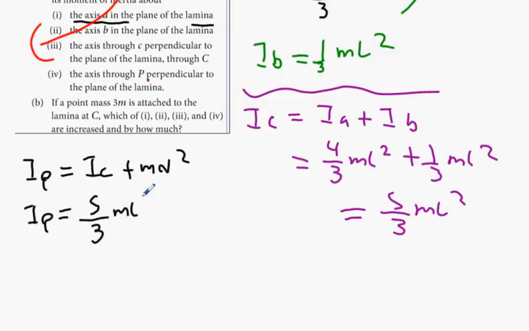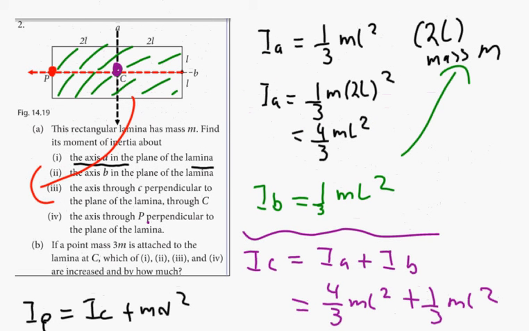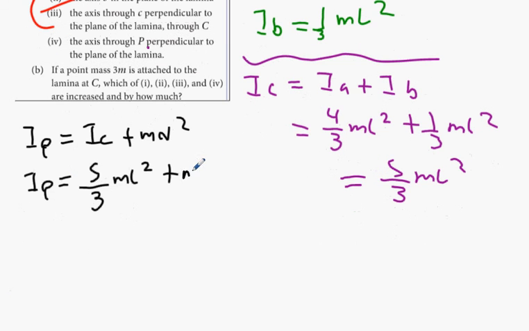5/3 ml squared. What's the d distance, the distance between the two of them? 2l plus m times 2l squared. Put that into the calculator. You get 17 over 3 ml squared. Okay, so these are the simpler versions.